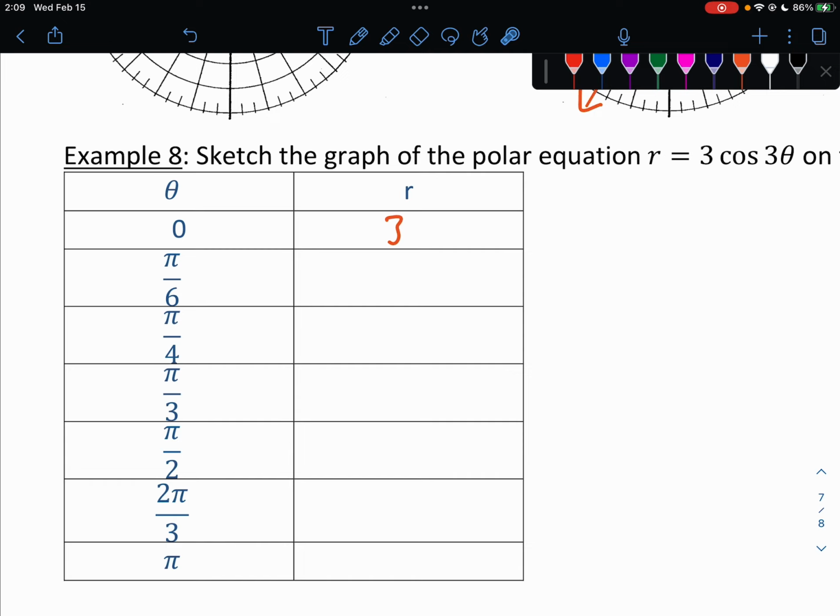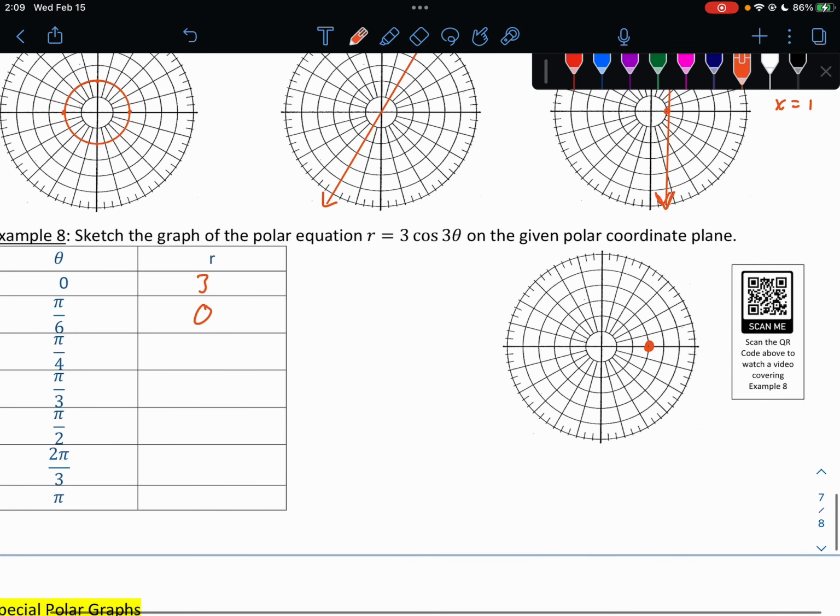So pi over 6, we put pi over 6 in here. We get 3 pi over 6, which is pi over 2. Cosine of pi over 2 is 0. So pi over 6 comma 0. So that point would be at the pole there. Anytime r is 0, we're at the pole.